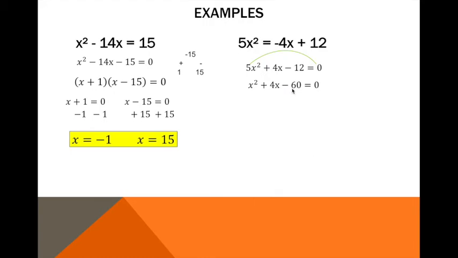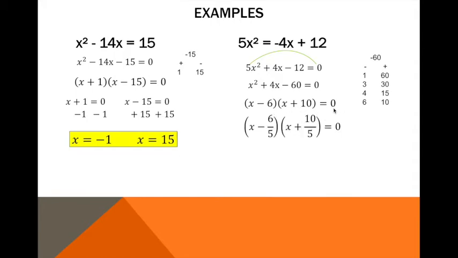Then I'm going to find two numbers that multiply together to equal negative 60, and add together to equal 4. So 10 and negative 6. So x minus 6 and x plus 10 equals 0. Now I need to bring down my a. So x minus 6 over 5 and x plus 10 over 5. Reduce and move the a. So 5x minus 6 and x plus 2 equals 0.